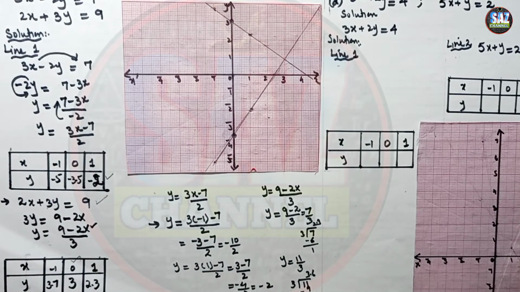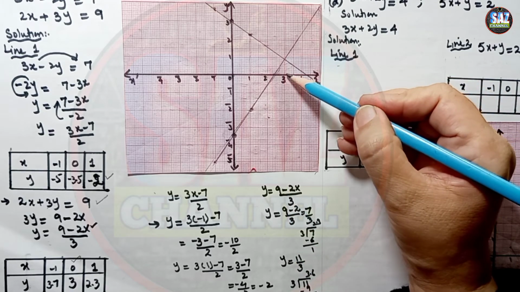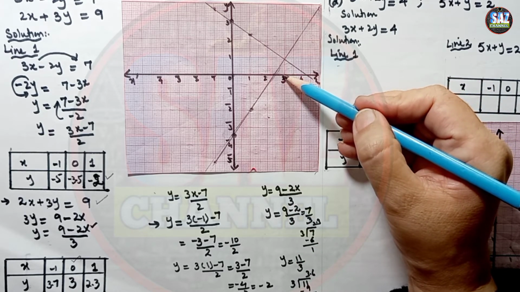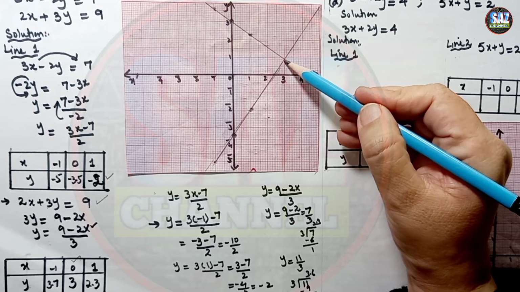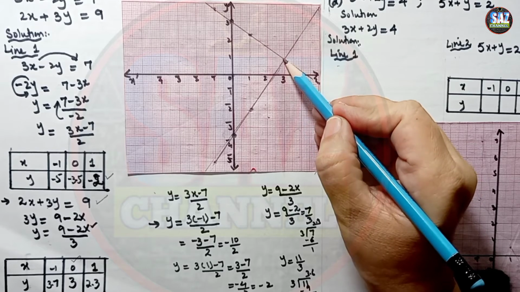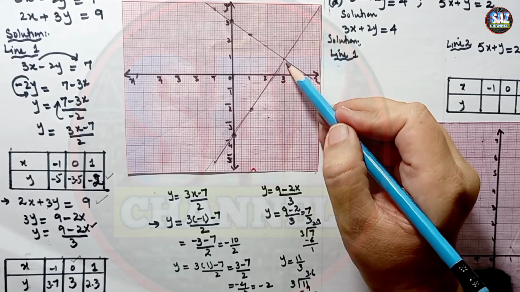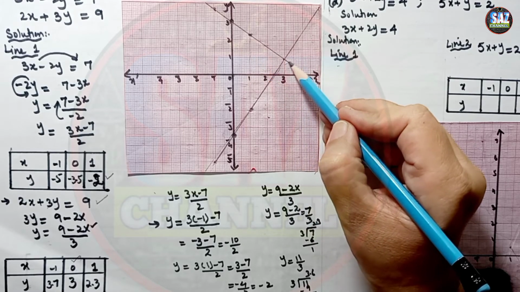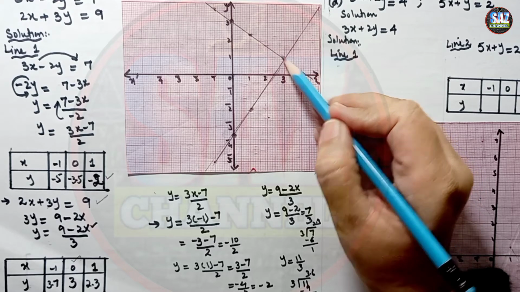And now, as the question says that I have to find the solution through the graphical method, I have to see at what point both the lines are cutting or meeting each other. If you look at the graph carefully, we can see that this is the place where both the lines are cutting or meeting each other. So the point of intersection, or the solution, is 3 and 1.